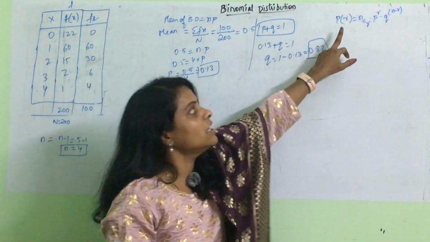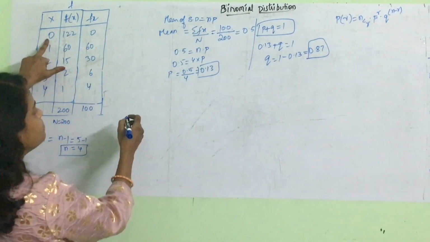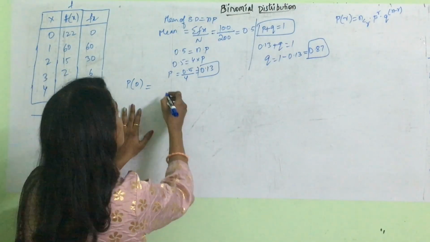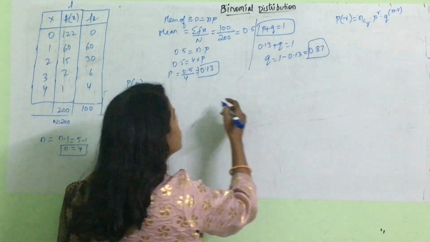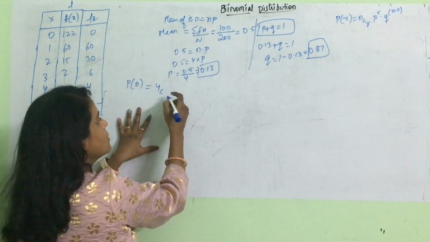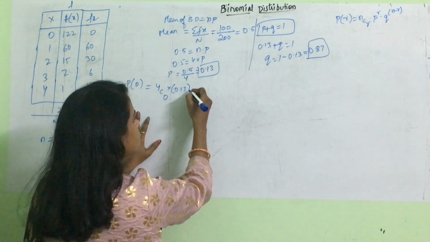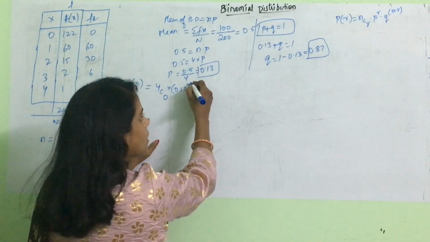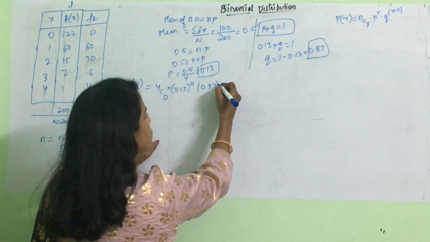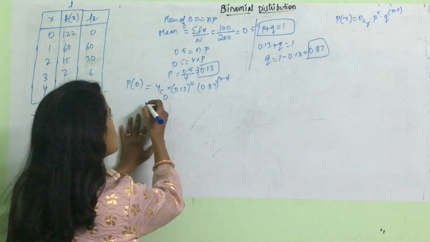Now we will substitute that in the formula. So P of R, first we will start with 0. So what is P of 0? P of 0 equals nCr. N means 4, and R means 0. 4C0 into 0.13 to the power R, R means 0. Next, 0.87 to the power N minus R, 4 minus 0. Okay. So what is the value?